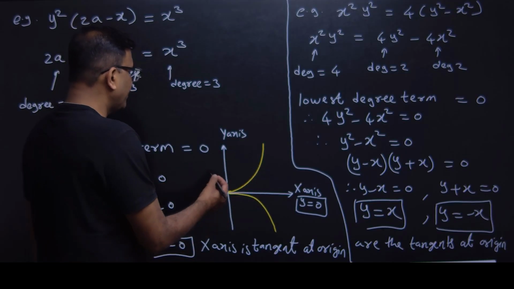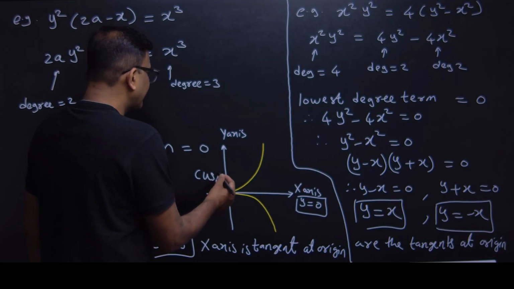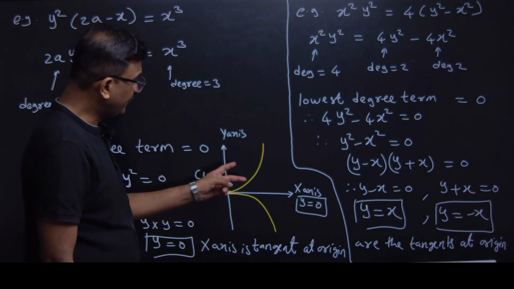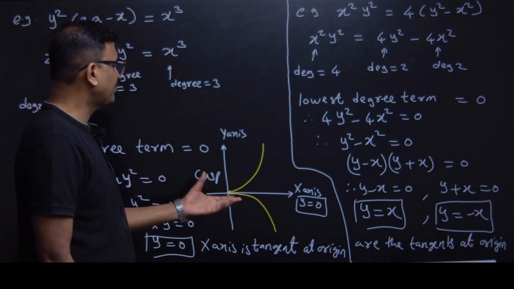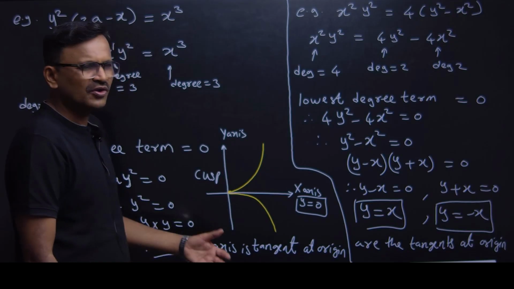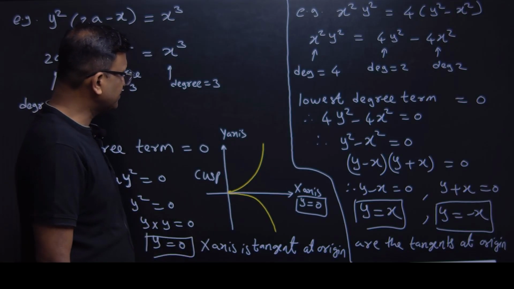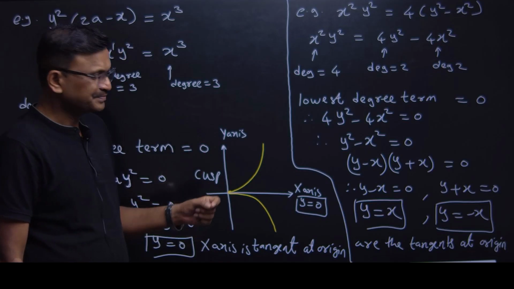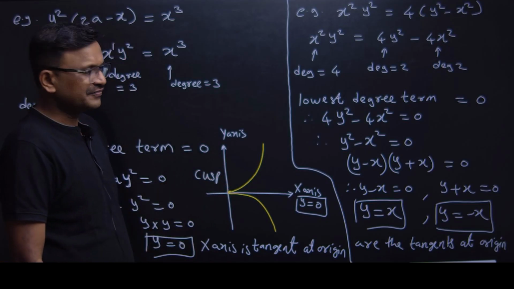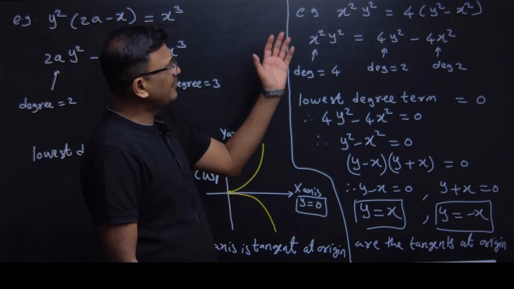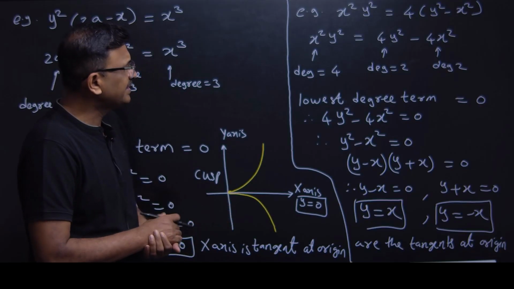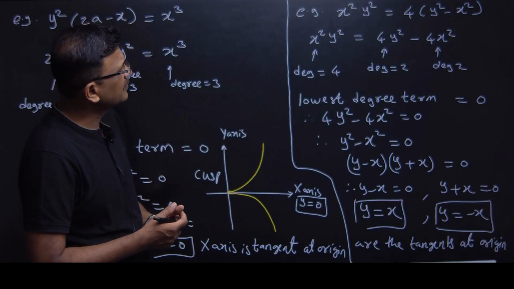So this kind of point is called a cusp. If two branches have the same common tangent at a given point, then that point is called a cusp. How to draw that, we'll see later on. For now, just remember that if there are two coincident tangents at the same point of the curve, then that point is called a cusp. Then we'll see one more example where we find the tangent at origin.